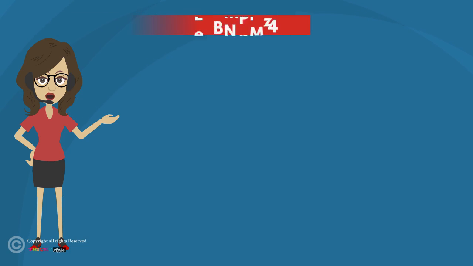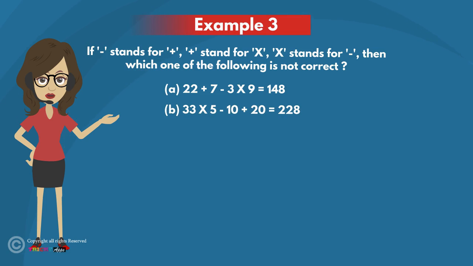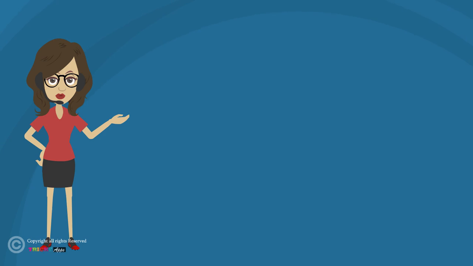Example 3. If minus stands for plus, plus stands for into, into stands for minus, then which of the following is not correct? A. 22 plus 7 minus 3 into 9 is equal to 148. B. 33 into 5 minus 10 plus 20 is 228. C. 7 plus 28 minus 3 into 52 is 127. And D. 44 minus 9 plus 6 into 11 is 87. Let us see the solution.